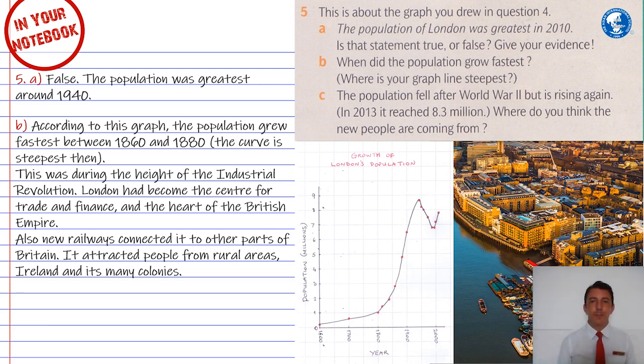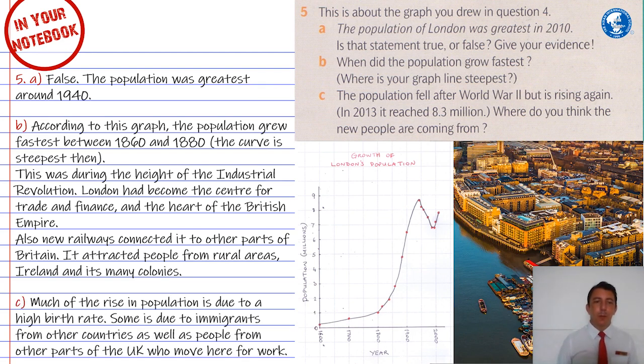Question C. The population fell after World War II, but it's rising again. Where do you think the new people are coming from? Well, much of the rise in population is due to a high birth rate. Some is due to immigrants from other countries, as well as people from other parts of the UK who have moved to London for work.